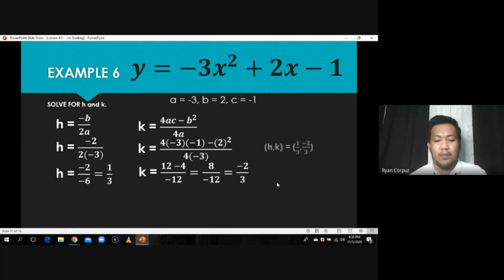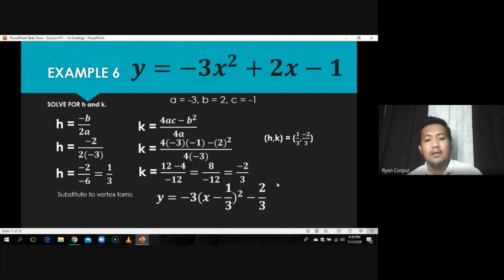So that we come up with the vertex as 1/3, negative 2/3. H is 1/3, k is negative 2/3. And substituting it to the vertex form, we'll come up with y is equal to negative 3. Ayun, meron siya ngayon dito numerical coefficient because your value of a is negative 3. Substitute lang naman natin eh. Since alam natin yung vertex form of the quadratic function, alam natin yung value ng a, so we have to put it here. Then, times x minus 1/3.